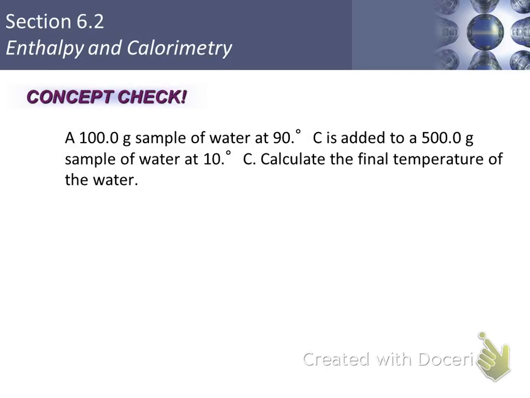A 100-gram sample at 90 is added to 500 grams at 10. Calculate the final temperature of the water. So this is its specific heat. But we have to look at this a little bit differently, okay? So we have two samples. They both happen to be water, but we have two samples, okay?